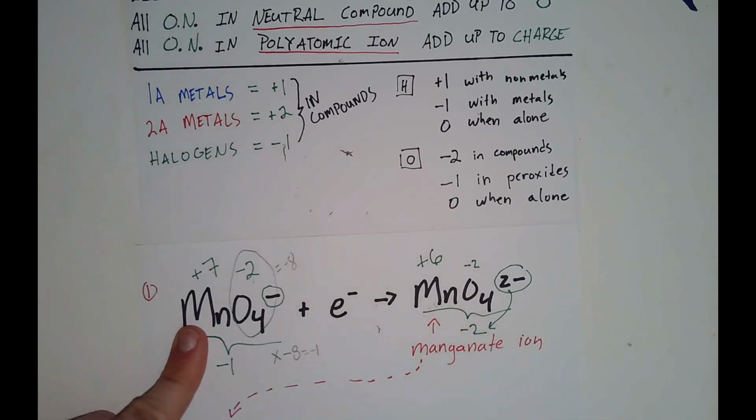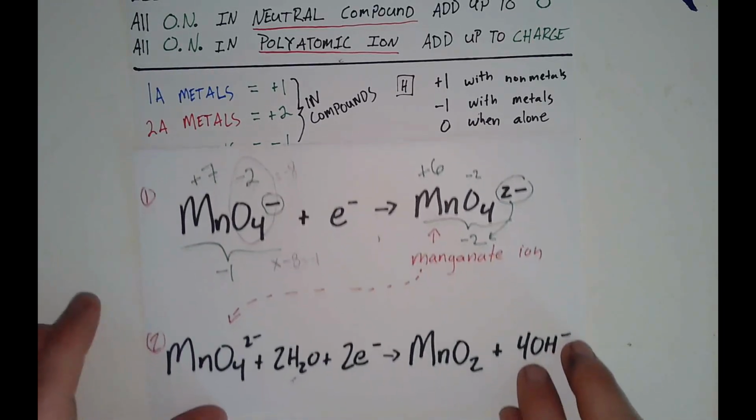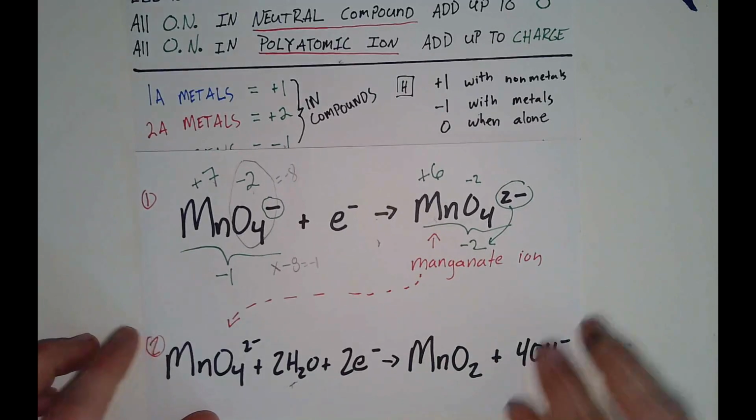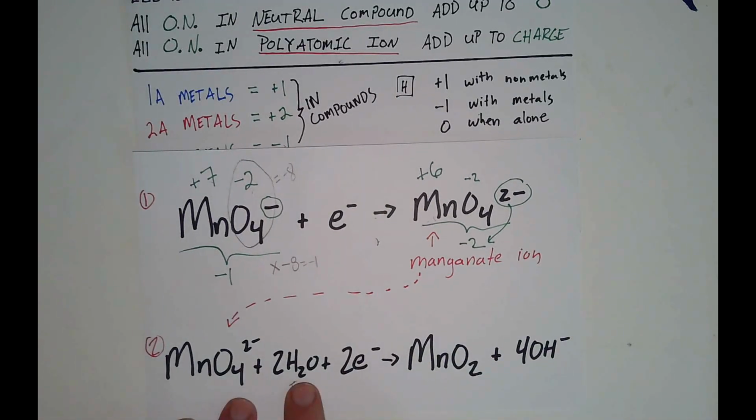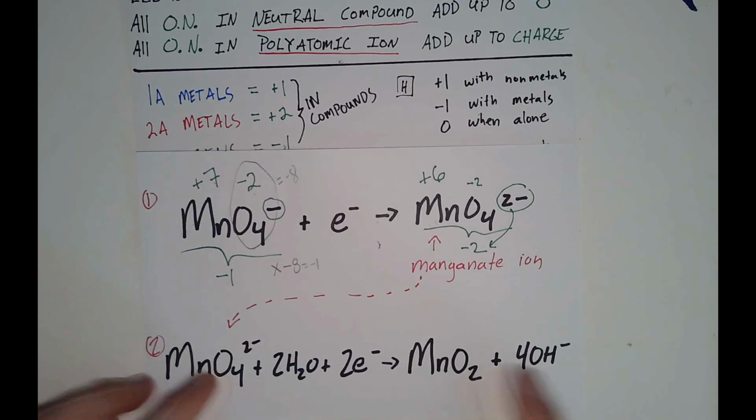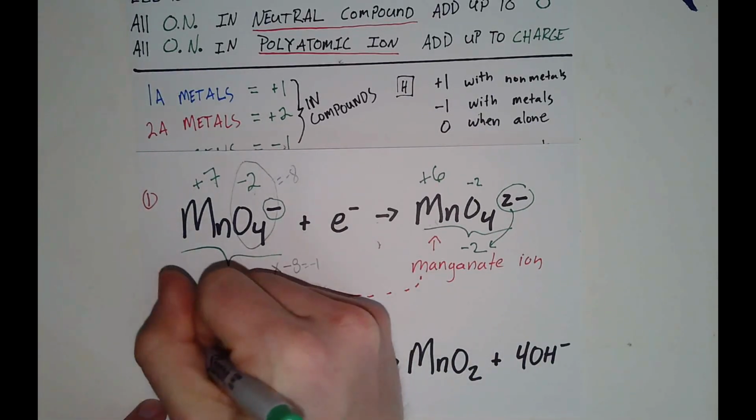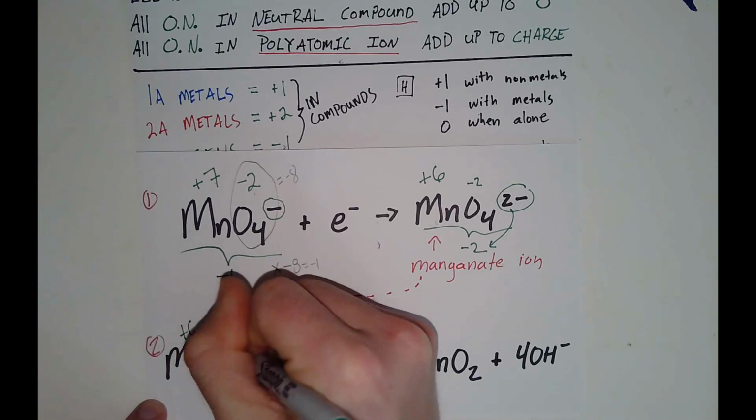You see, this isn't the only reaction that happens because once I have the manganate ion, well, guess what? It's going to react with the water to keep the reaction going forward. Now, I don't care about the electrons or even really the water here. I really just care about this MnO4 2- and this MnO2 for the moment. So I already know this. We just did this one. This is +6, -2.